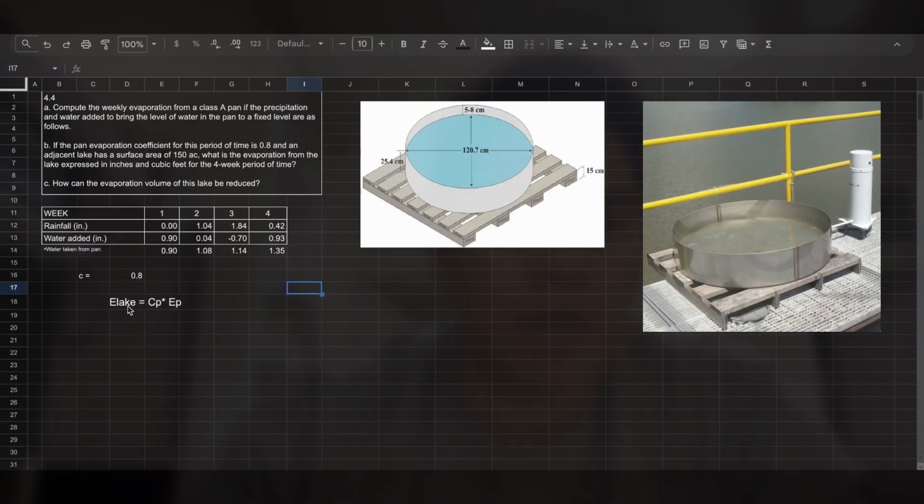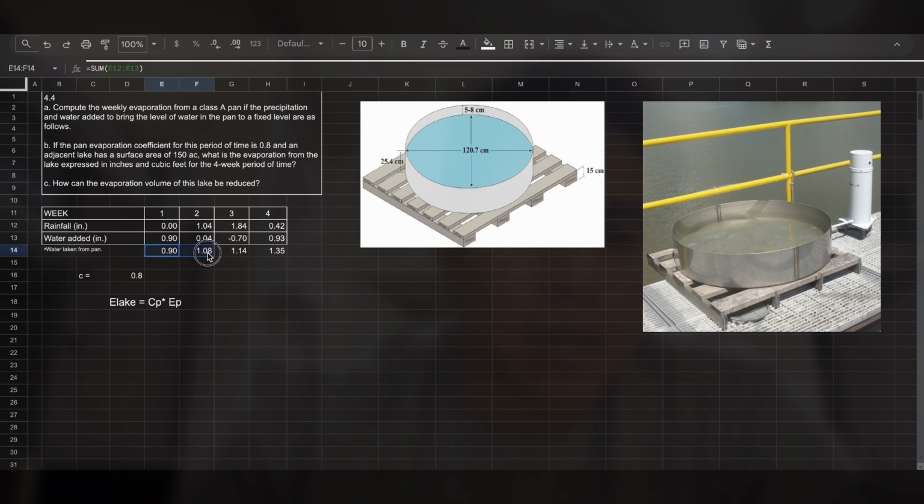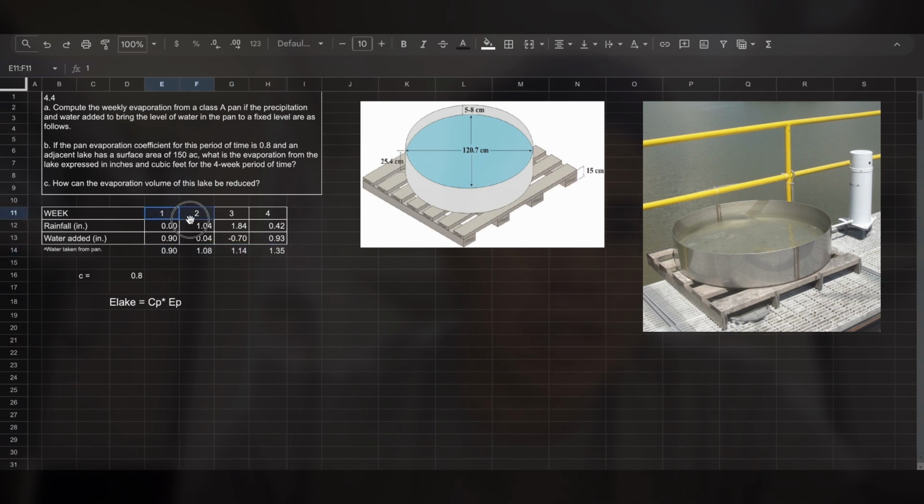So this is our equation, right? Evaporation of the lake equals the pen coefficient, CP, times the evaporation of the pen. So that's all we need to do. We have the coefficient and we have the evaporation of the pen. These are the values here. But we need to do it for this whole period, let's say for the whole month. So we need to do the sum. Let's say EP is going to be equal to the sum of all these values, the four of them, and that's what we got.